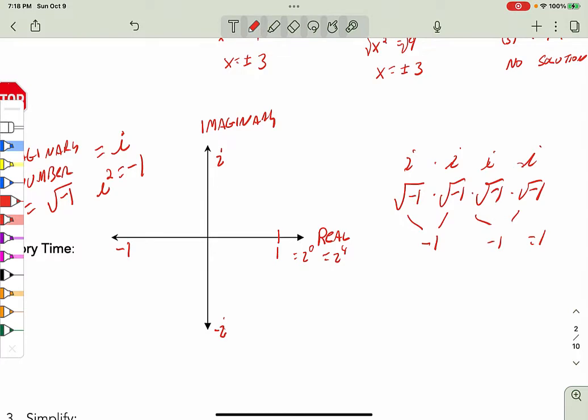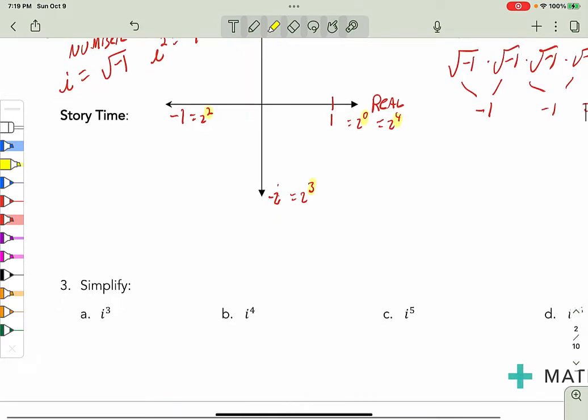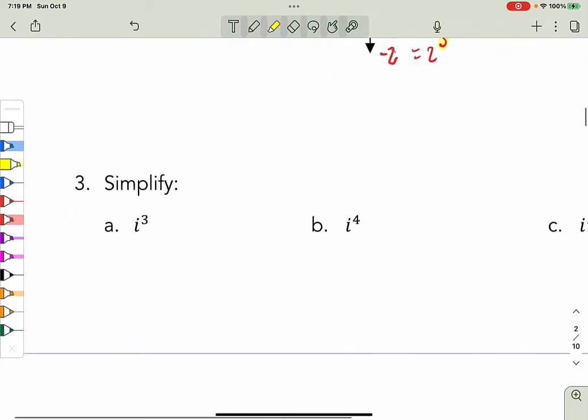I go up here and I have I, and that can just be I to the 1. I go over to my negative 1 and that just equals I squared. And when I go down to the bottom part of my imaginary axis, negative I just equals I cubed. So it's kind of an interesting thing you can observe here. Notice if I go around my plane or my axes counterclockwise, I have I to the 0, I to the 1, I to the 2, I to the 3, and I to the 4. So let's go ahead and try and simplify some of these I's.